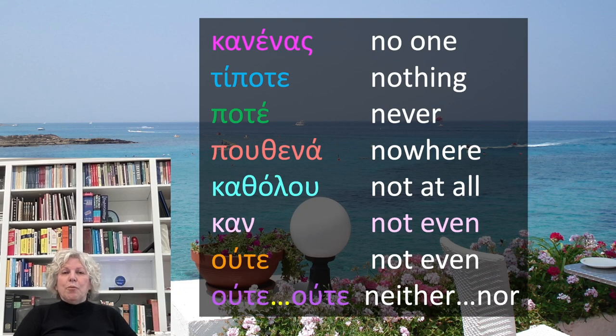These are the most common negatives that are used in a double negative. Κανένας, no one. Τίποτε, nothing. Ποτέ, never. Πουθενά, nowhere. Καθόλου, not at all. Καν, not even. Ούτε, not even. Ούτε, ούτε.